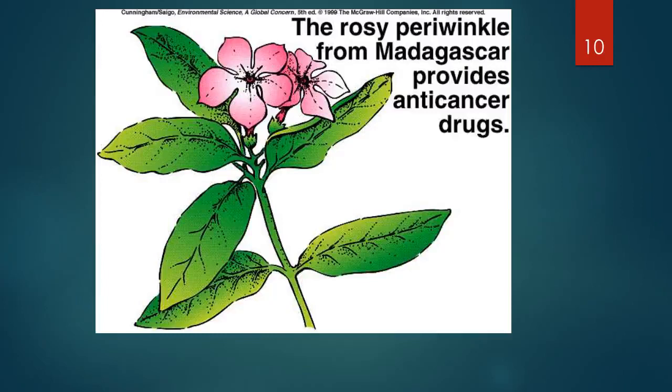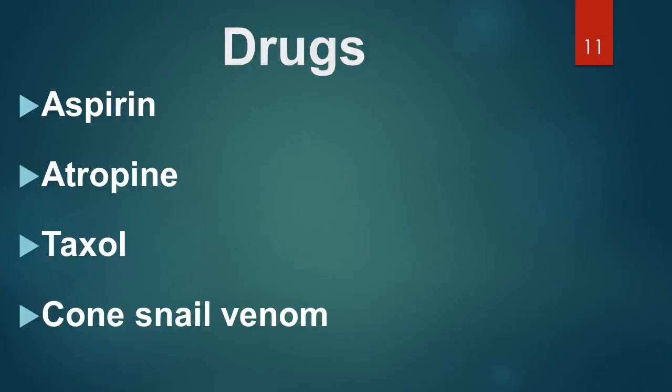There is another plant, which is rosy periwinkle, that has very important anti-cancerous properties and is used as an anti-cancer drug. Many plant species have proven medicinal importance, as they have very important bioactive molecules. For example, the willow trees, from which aspirin is obtained. Basically, salicylic acid is originally obtained from willow trees, and aspirin is a simple derivative of it.